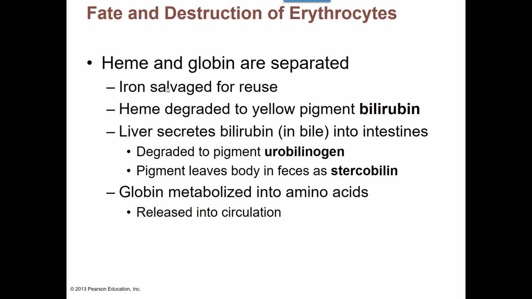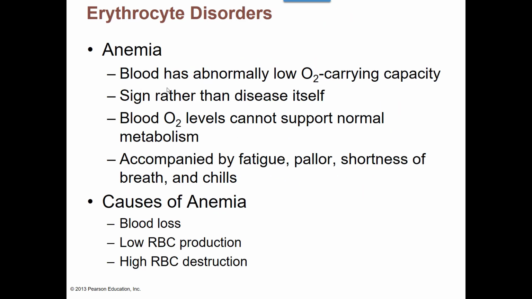Now, some disorders that can come from your red blood cells. Well, the one big one is anemia, where you have a low oxygen carrying capacity. Now, anemia itself is not a disease. It's a sign. Pretty much it's a sign something else isn't working. It means the blood oxygen levels cannot support normal metabolism. Some of the symptoms of having anemia: you're tired, you're fatigued, you're pale, you have shortness of breath, you can have chills. And again, it's all because you've got a low oxygen carrying capacity.